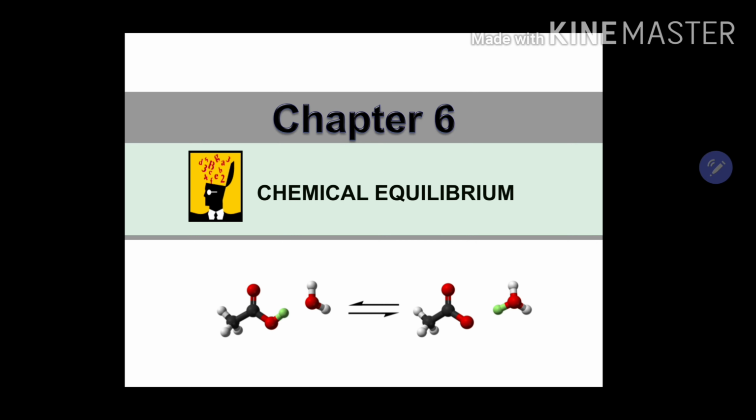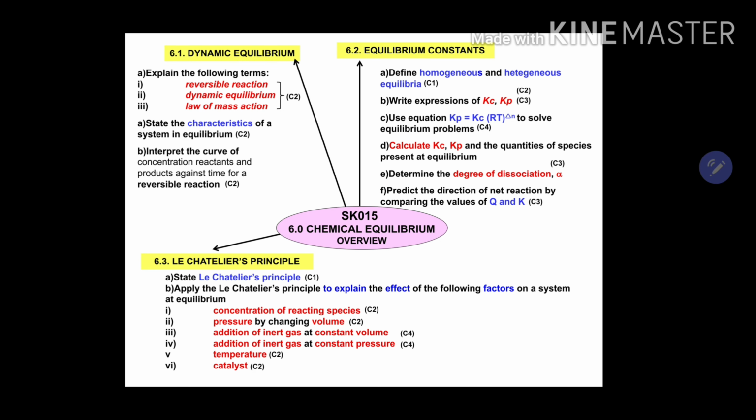Now we will discuss chapter 6, which is chemical equilibrium. But before we start, let's take a look at its learning outcomes. So these are all the learning outcomes that you should know in this topic. But in lecture, we will only focus on C1 and C2, which are remembering and understanding levels.